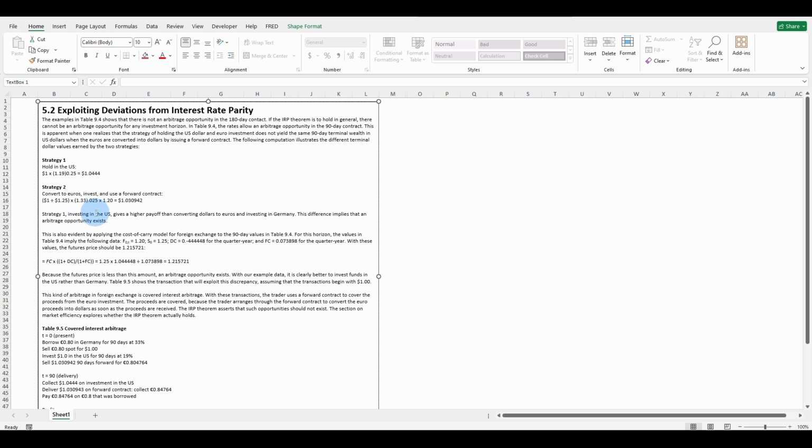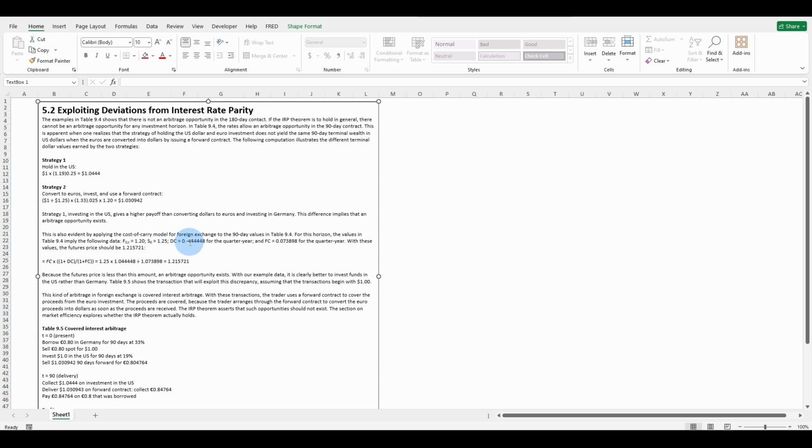Investing in the US gives a higher payoff than converting dollars to euros and investing in Germany. This difference implies that an arbitrage opportunity exists, 1.044 versus 1.030942. This is also evident by applying the cost of carry model for foreign exchange to the 90-day values in Table 9.4. For this horizon, the values in Table 9.4 imply the following data. F0 is 1.20. So this will be a 90-day spot. S0 is the current spot.